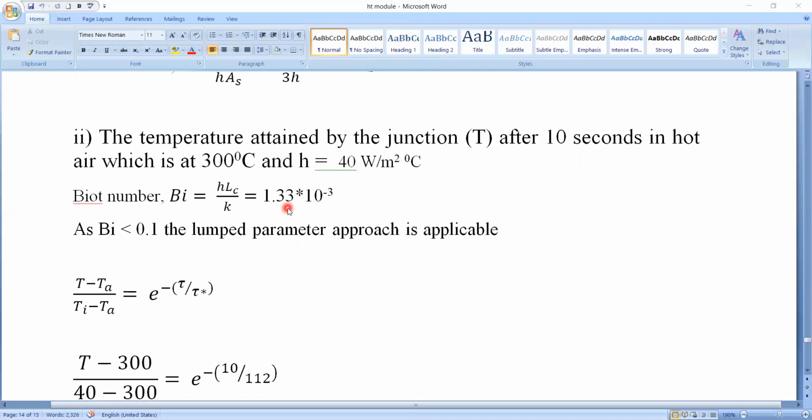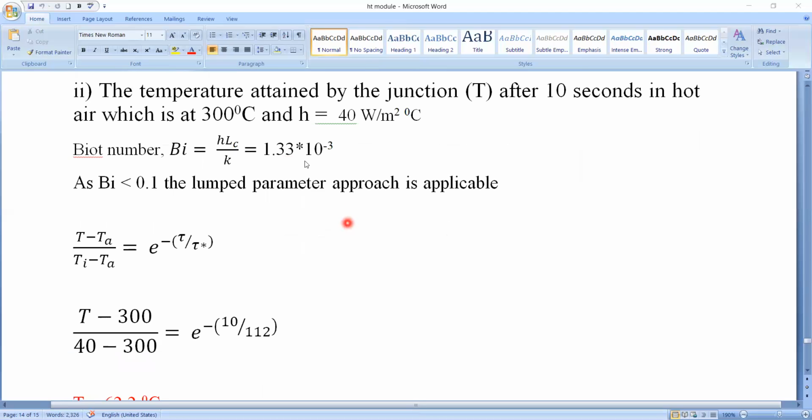First we have to find the Biot number and check whether the lumped parameter analysis is applicable or not. The Biot number is H Lc by K, where Lc is R by 3. You know the radius, the heat transfer coefficient and the thermal conductivity K. Substitute and get the Biot number, which is 1.33 into 10 to the power minus 3. The Biot number is less than 0.1, so the lumped parameter approach is applicable.